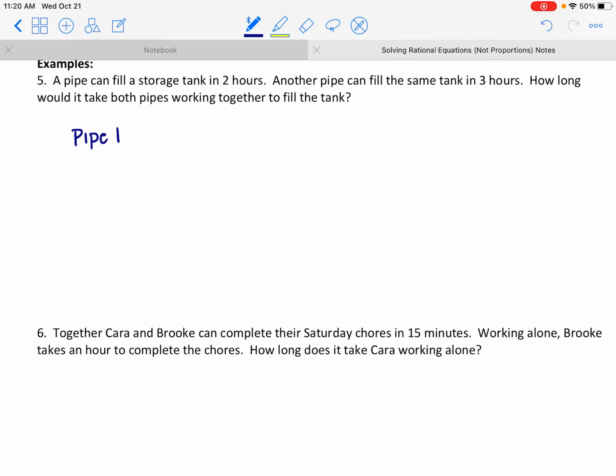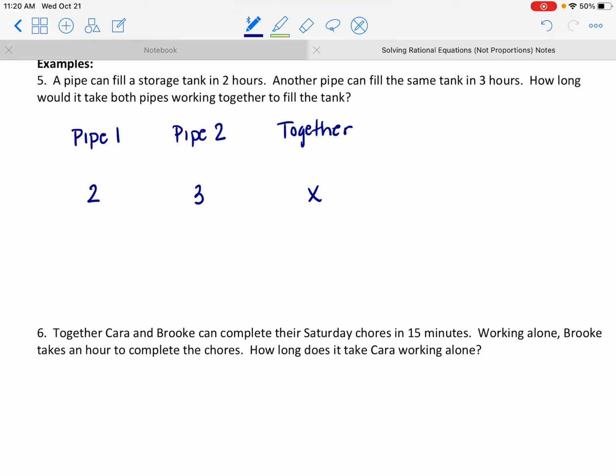Okay, pipe 1 takes 2 hours, so I'm going to put that there. And then we have pipe 2, the second pipe, that takes 3 hours. And then the question is, how long does it take for them to fill the tank if they worked together, right? So together is our unknown. Let's put an X there.